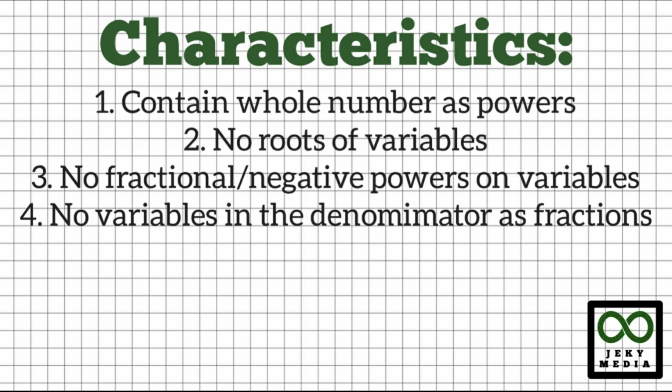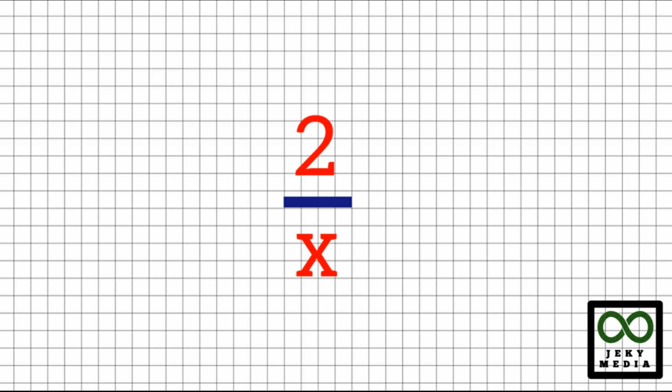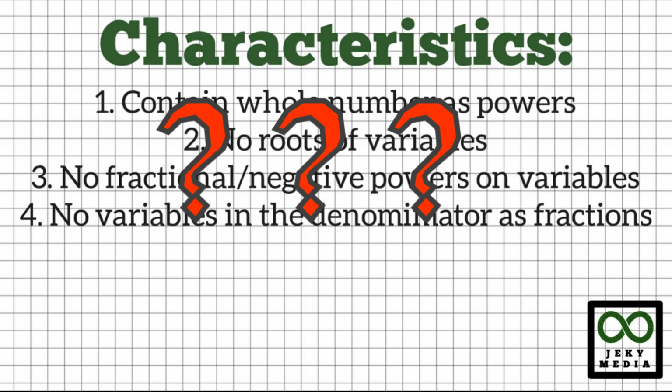Number 4. No variables in the denominators as fractions. For example, 2 over x. This rational expression is not a polynomial. This also equates to number 3. No negative powers on variables. Did you know that 2 over x can also be written as 2x raised to -1? If it does not possess the characteristics mentioned, it is safe to say that it is just an expression, or an algebraic expression.